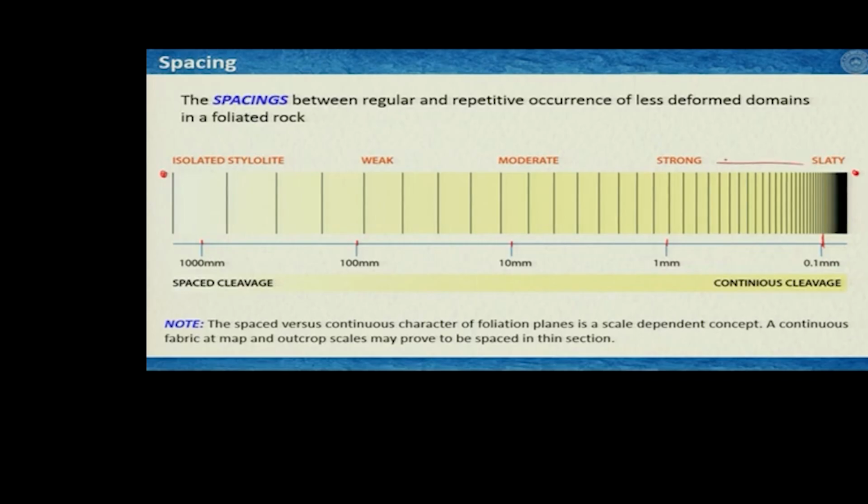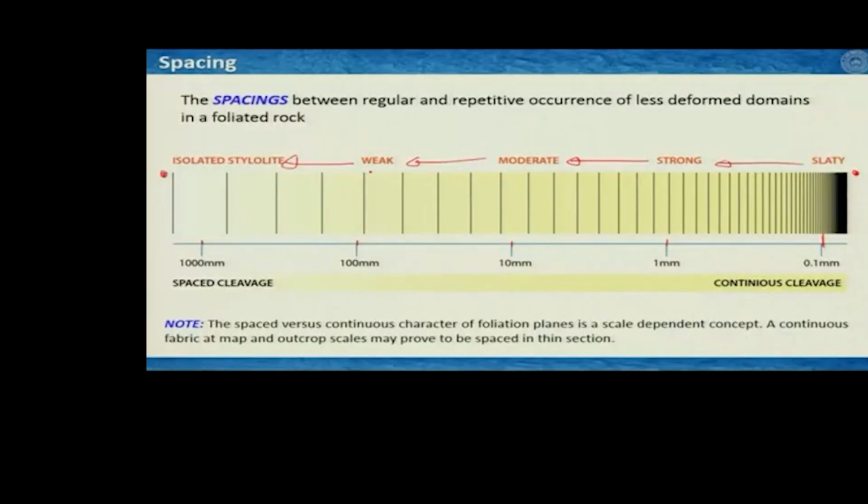However, if the spacing increases, then we arrive at strong foliation, where the spacing is around 1 millimeter, then moderate, where the spacing is about 10 millimeter, then weak, and then we arrive at isolated stylolite, which we actually do not consider as foliation. If you remember in the first lecture, we decided that if the spacing between two foliations is more than 10 centimeters, particularly for secondary foliations, we do not consider it as a foliation.